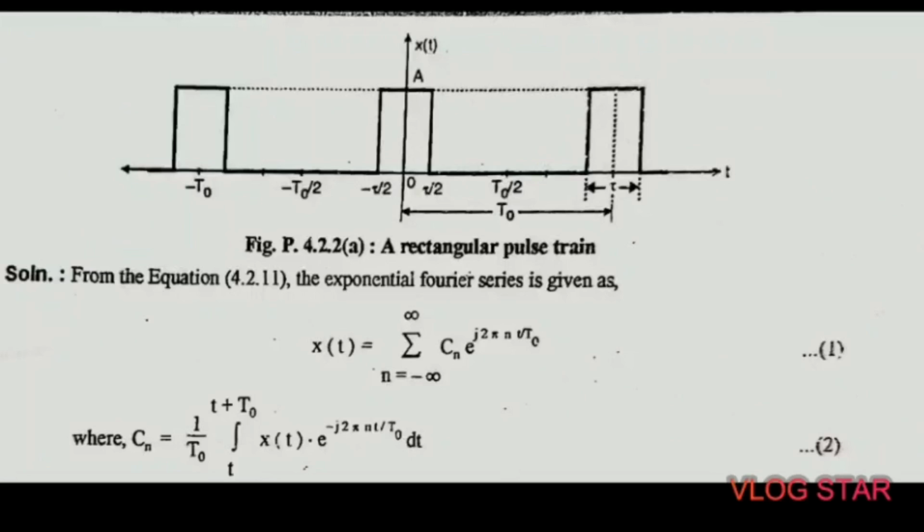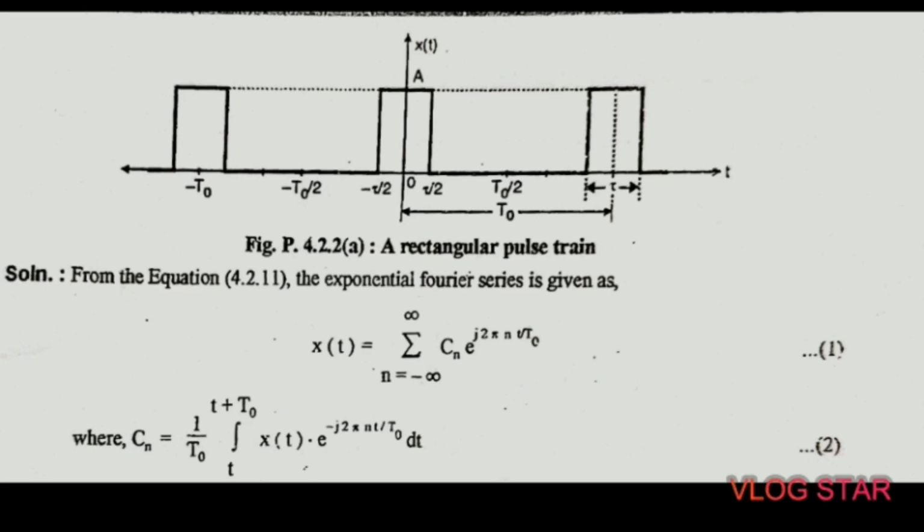Okay friends, let's take one more example based on the exponential Fourier series. Here one waveform is given. In that waveform a rectangular pulse is shown, which starts from minus tau by 2 to plus tau by 2, and we have to calculate here the exponential Fourier series.